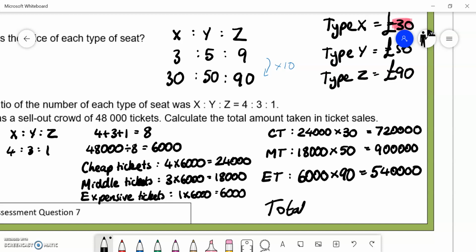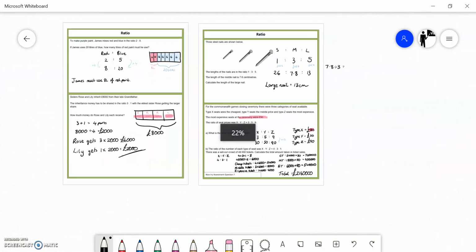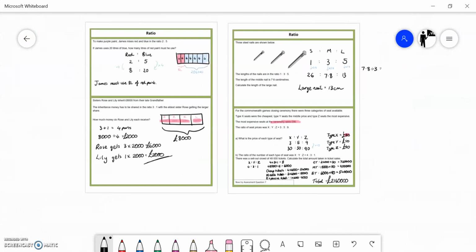Okay, so the total income would be our £720,000, our £900,000, and our £540,000. And that is £2,160,000. Okay, so a lot of big ideas going on there, but hopefully that's given you a starting point when we're looking at this topic of ratio.